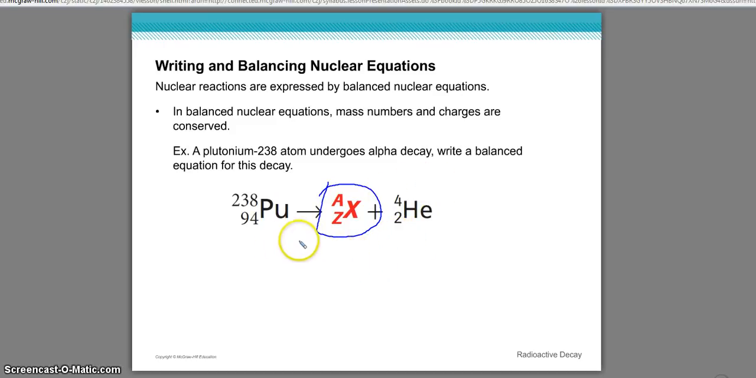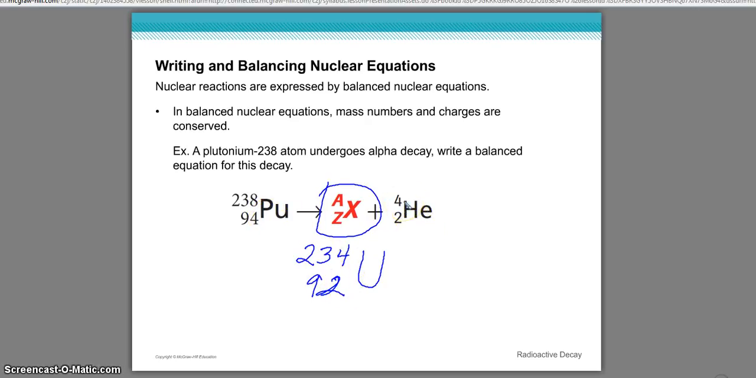So the way we do this is we look at the protons first. So we start with 94 protons, we lose 2, so we will have 92 protons left over. We have 238 as our mass number. We lose 4, so that goes down to 234. Now, how do we know what the symbol is? Well, 92 protons, if we look at the periodic table, we know that the element with 92 protons is uranium. So plutonium turns into uranium when it gives off an alpha particle.